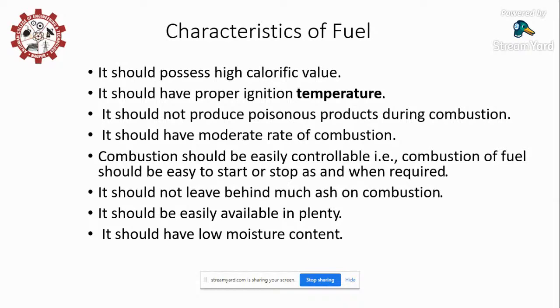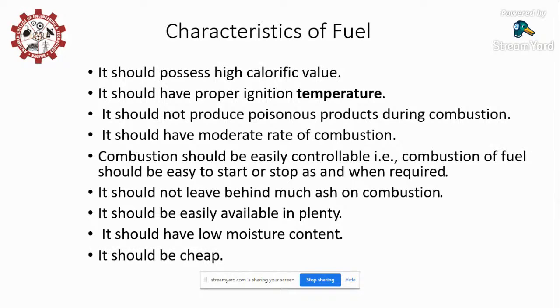Why? Because if the fuel is having moisture, the majority of the calorific value will be taken away by the water or the moisture for evaporation. So we are going to land up with very less calorific value. Henceforth, moisture is undesirable, or it should be free from moisture.